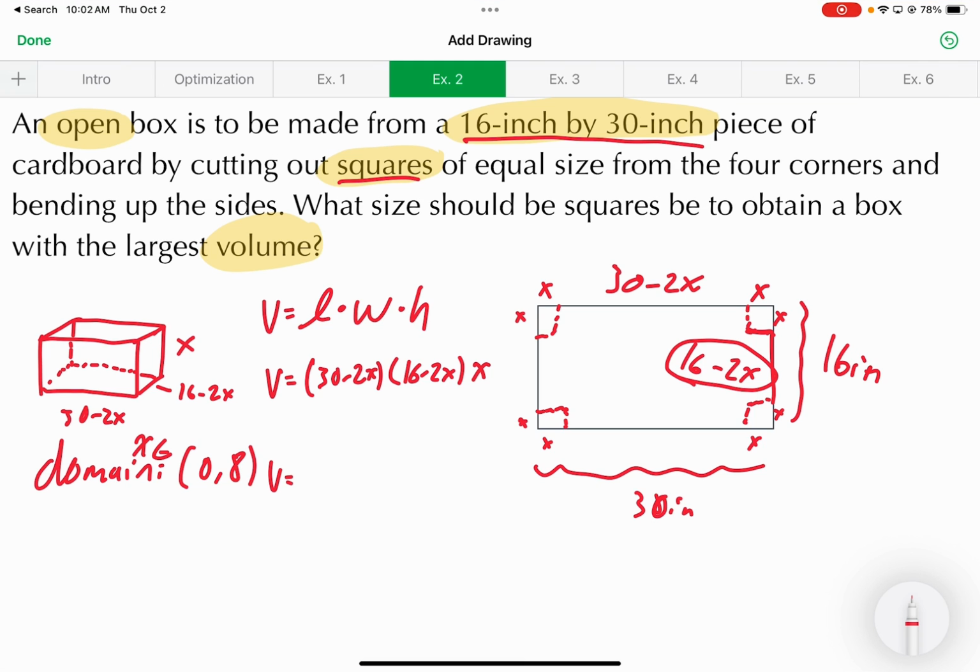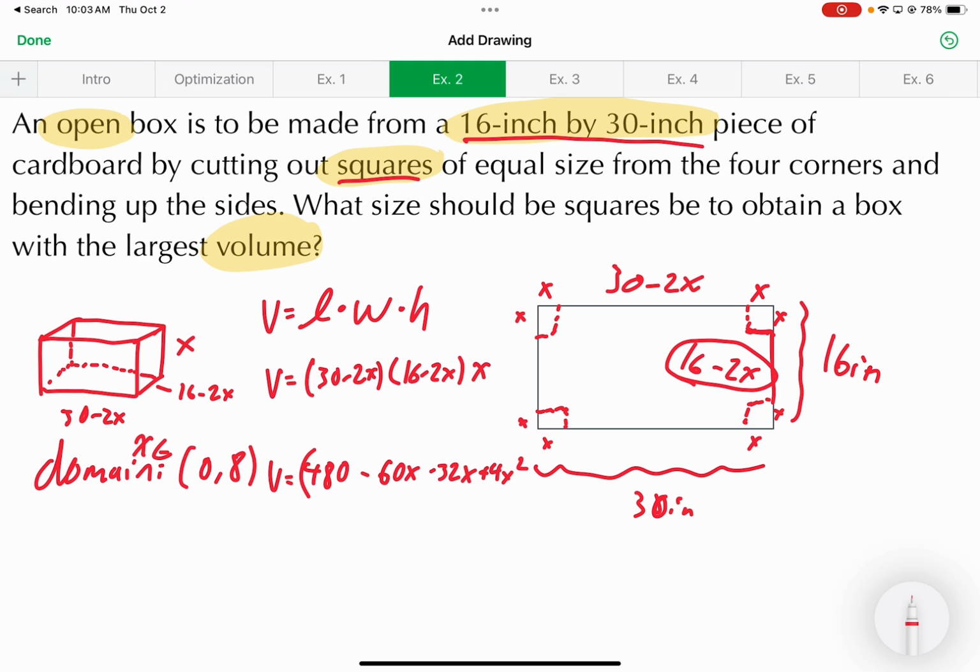Let's see if I have room to multiply it out. I don't think I do. All right, 30 times 16 is 480. Is that right? Yeah, okay. So 480. You guys are better at mental math than I am. You just are. Minus 60x minus 32x plus 4x squared.